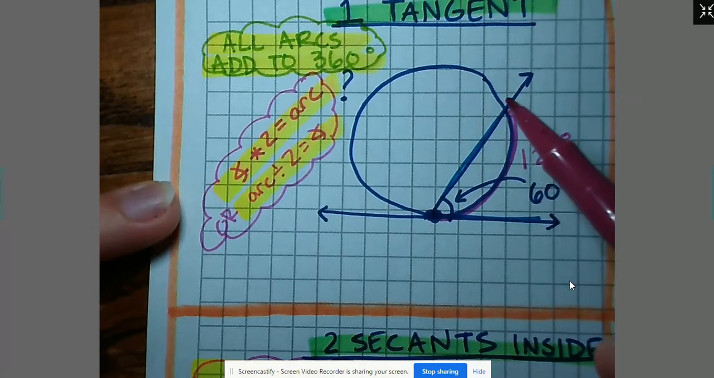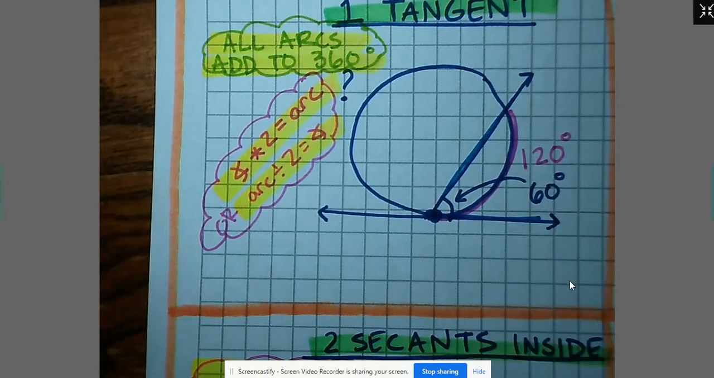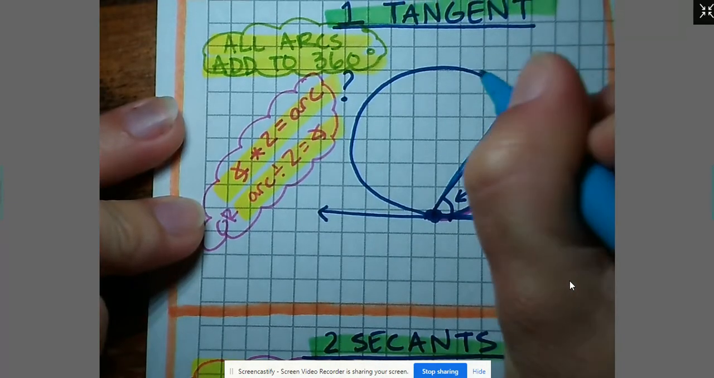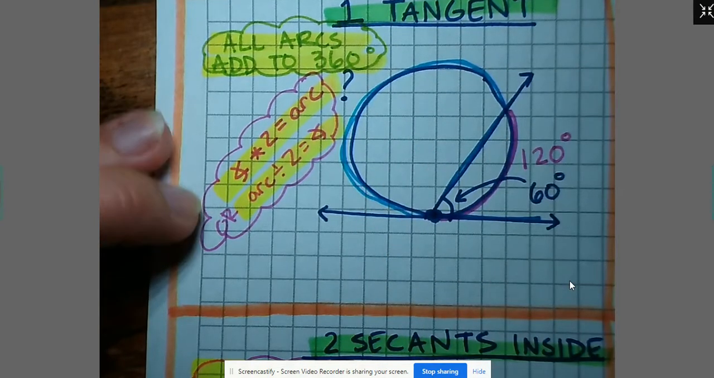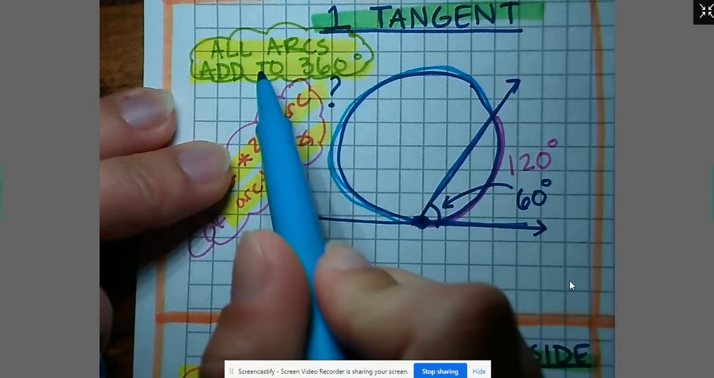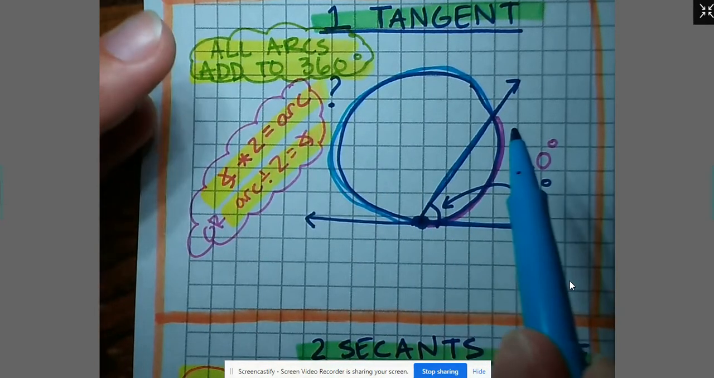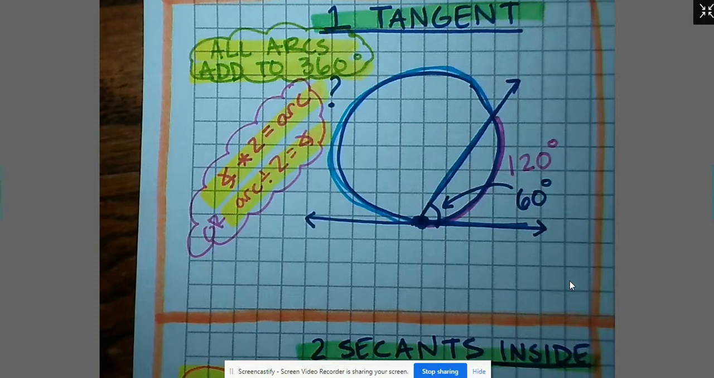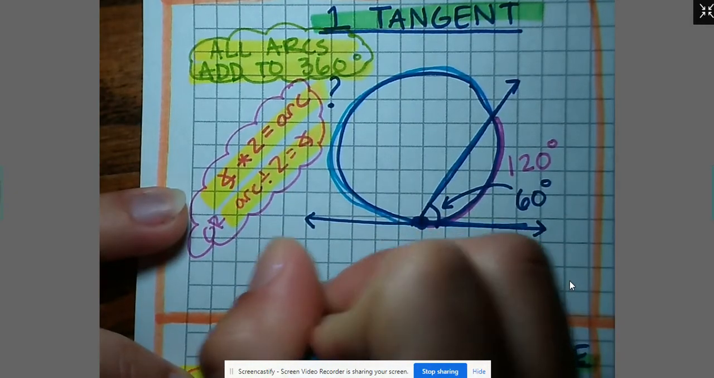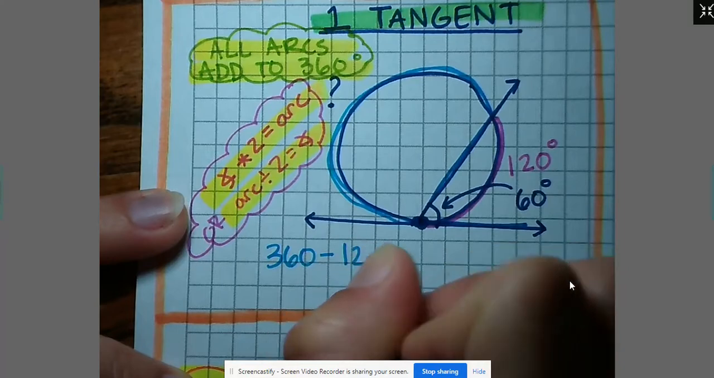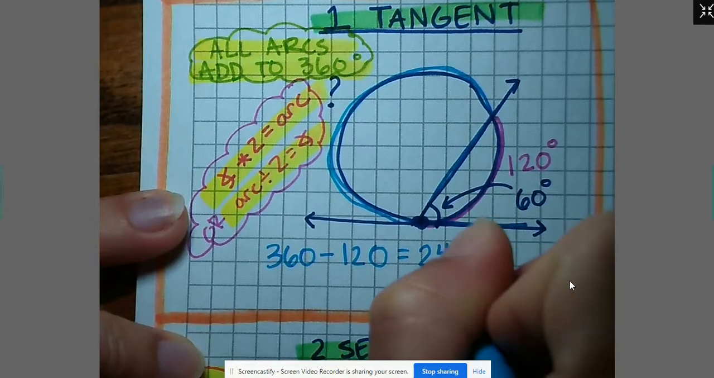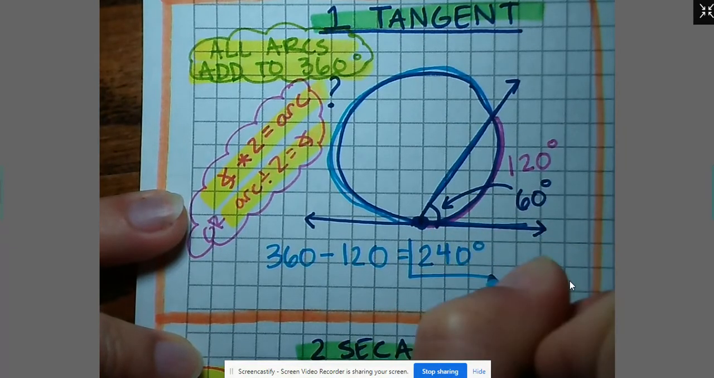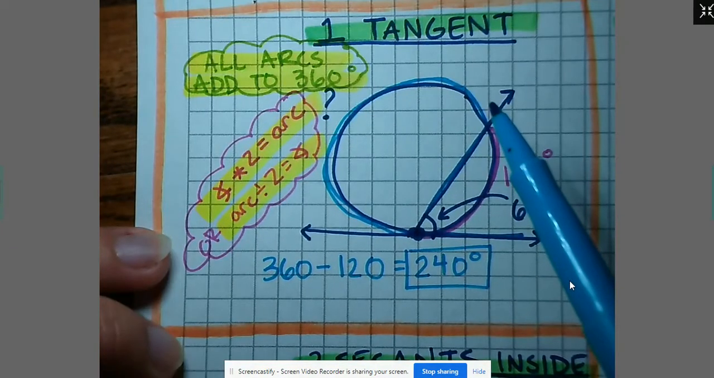This problem is actually asking for this arc here. So since it's asking for this arc, you have to use the fact that a circle has 360 degrees in it. So since all the arcs of a circle are going to add up to 360 degrees, then we're going to do 360 minus 120, and that is going to give us our answer. Okay, and 360 minus 120 is going to give you 240. Okay, so the measure of this arc here is going to be 240.